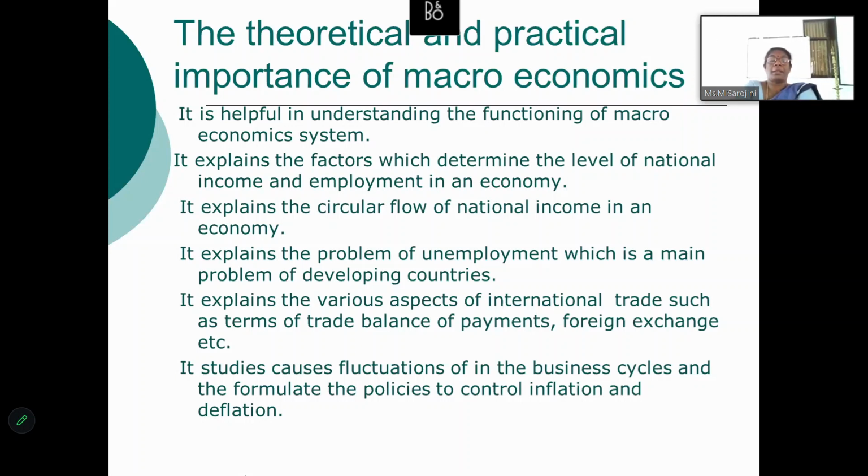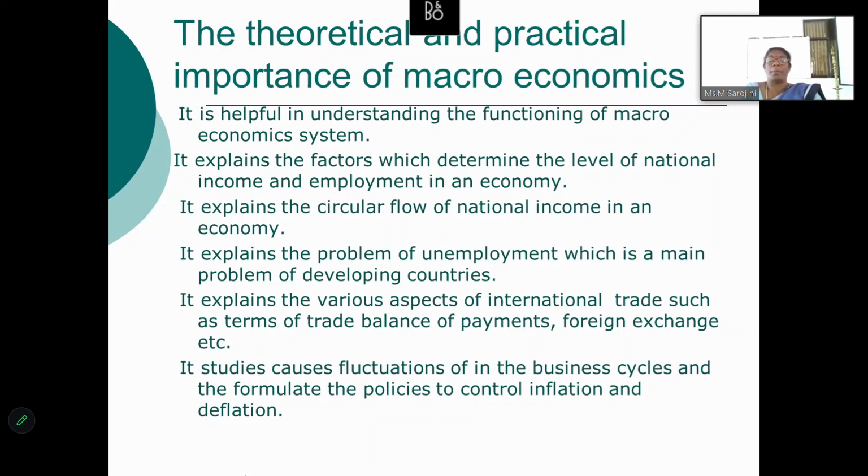And it explains the factors which determine the level of national income and employment in an economy. Right? These things we have to learn. How national income and employment are determined using the factors of production, those things we can understand once we learn macroeconomics. And it explains the circular flow of national income in an economy. Our next one is the income circular flow diagram. To understand the income circular flow diagram, it is important.